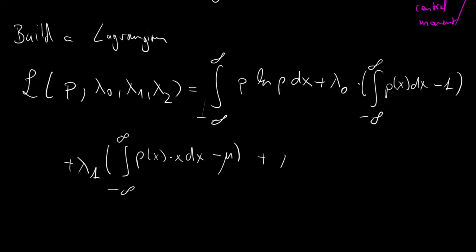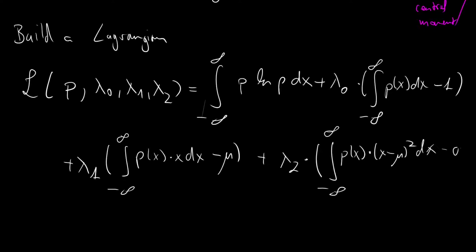And then lastly, we have lambda 2 times opening brackets the integration from minus infinity to plus infinity over, well, this is nothing else than the second centralized moment, so it's p of x times (x minus mu) in brackets squared dx, and then minus sigma squared.